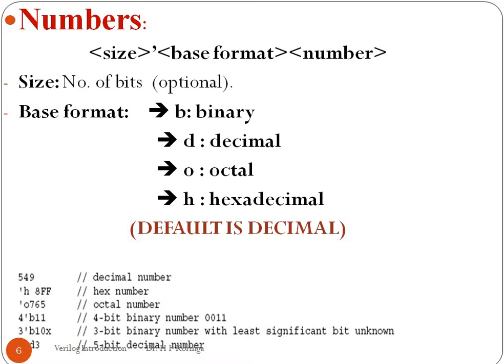For the fifth number, 3'b10X, it represents binary in 3 bits, so it takes the 10X. Last is 5'd3. So 5'd3 means the size of the number is 5 and it is decimal, and the given number is 3. But 3 can be represented as 1 and 1, while here the size of the number is 5, so we have to add 3 extra zeros, so it represents 0, 0, 0, 1, 1.